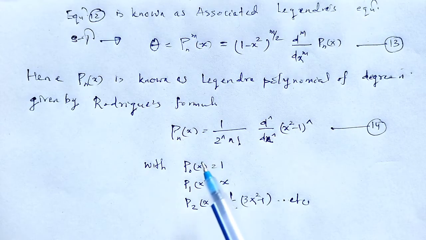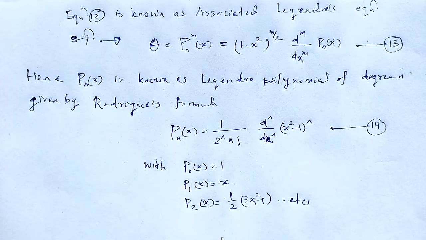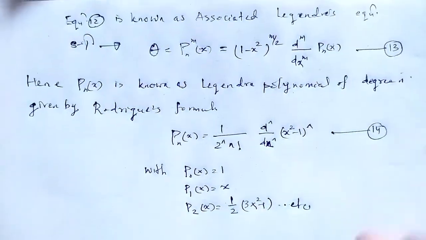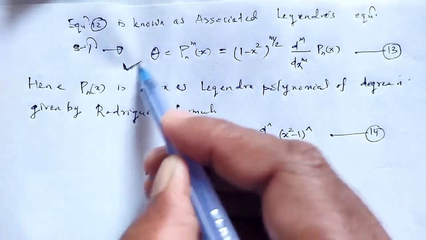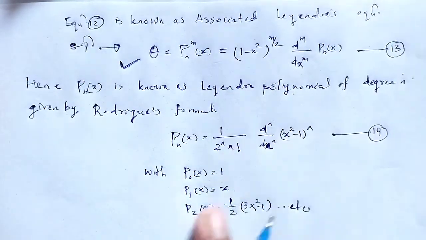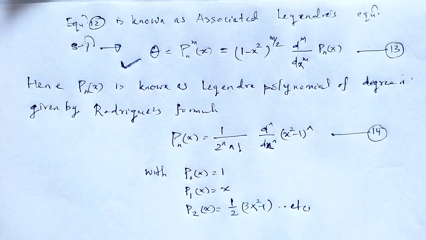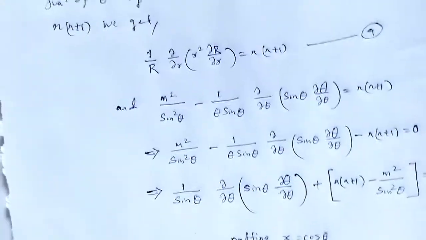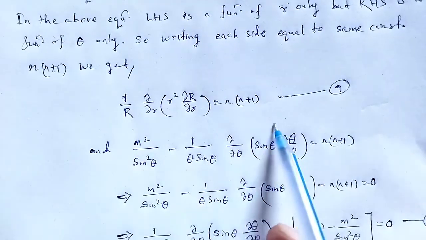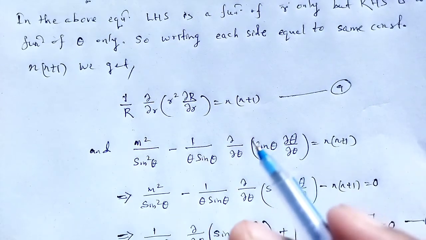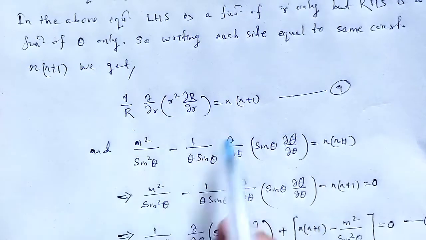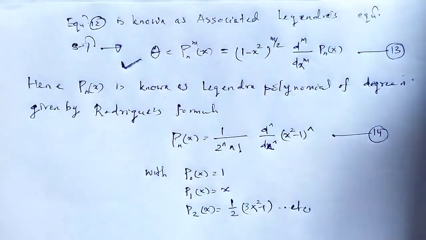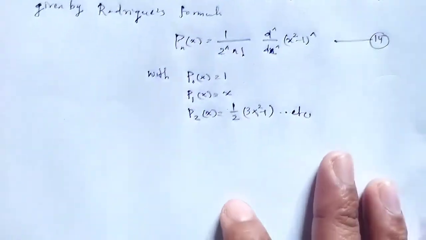Now we have to solve the radial equation represented by the second one. Look here, this is the solution, and here Pn of x is what? Again look at equation number 9. This one is the radial equation. Now how do we find the solution of this type of equation? Let's take the procedure like this.